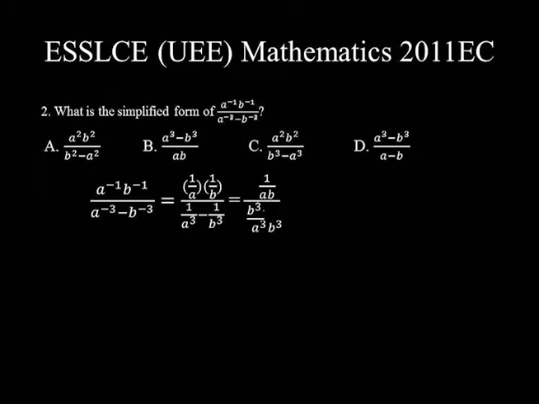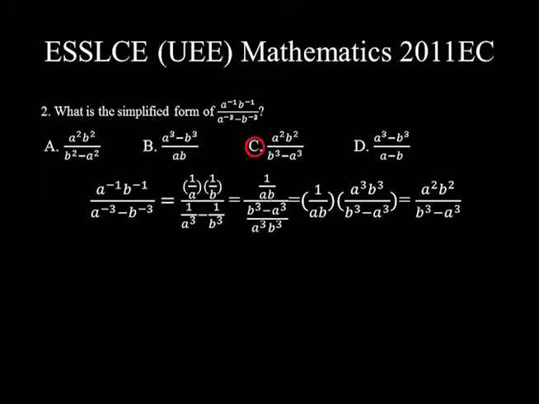A cube times 1 is a cube, which is equal to the fraction at the numerator divided by the fraction at the denominator, which gives the numerator times the reciprocal of the denominator, that is 1 over ab times a cube b cube divided by b cube minus a cube. Cross out 1 a at the numerator, then we are left with a square. Again, cross out 1 b at the numerator, left with b square divided by b cube minus a cube. So the correct answer is choice C.